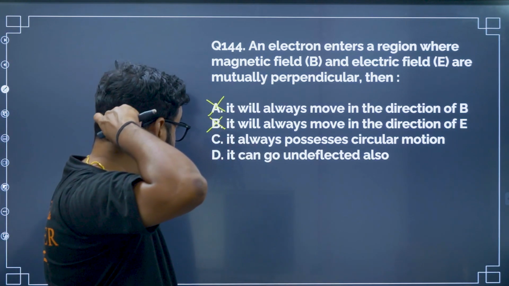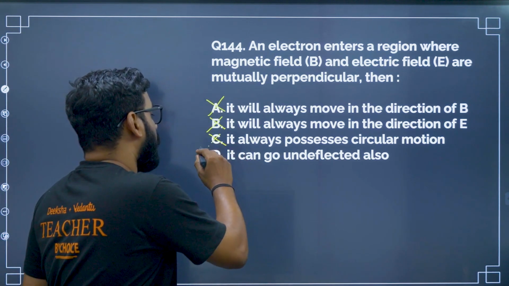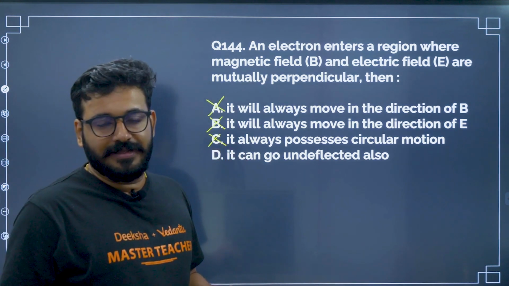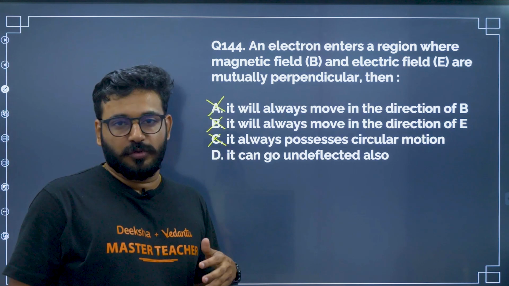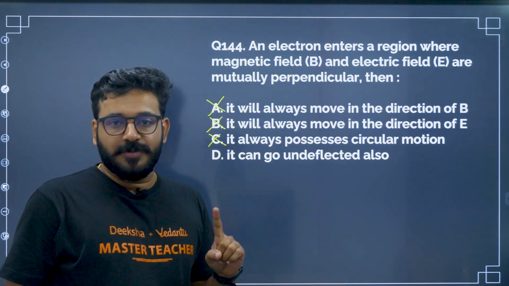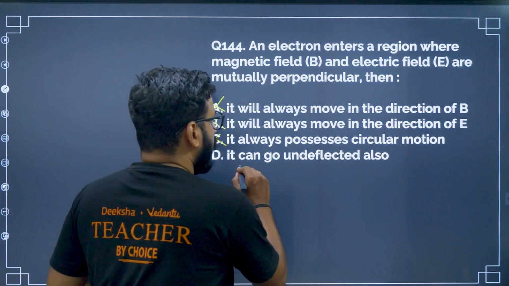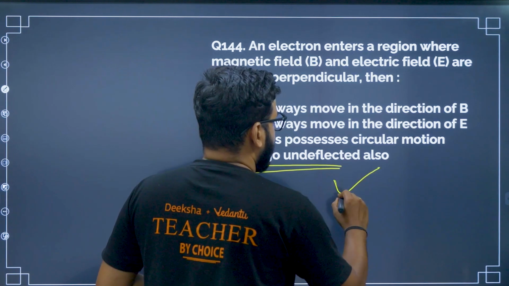It can always possess circular motion. No, no need. That is only when there is a magnetic field. When there is an electric field, there will be distorted motion, if at all. Then the only possibility remaining is it can go undeflected.